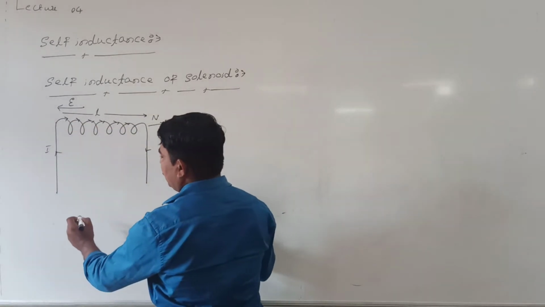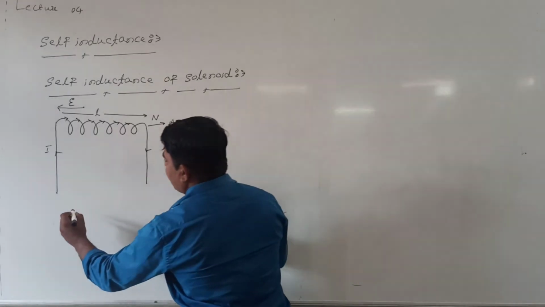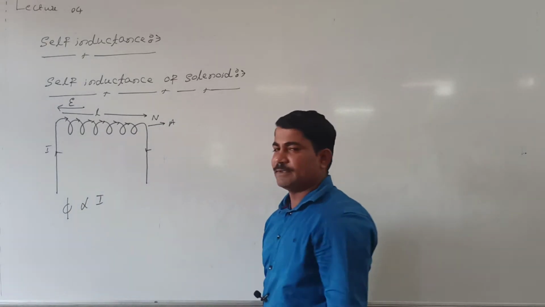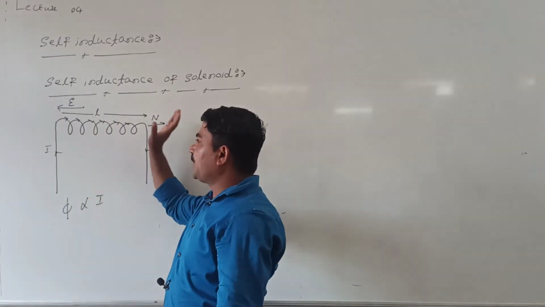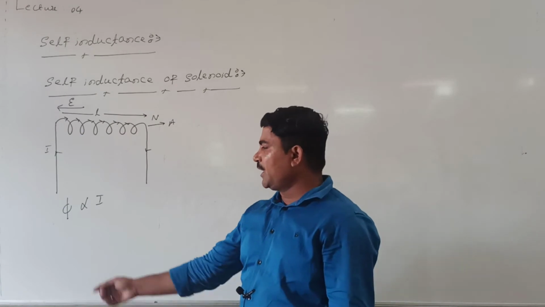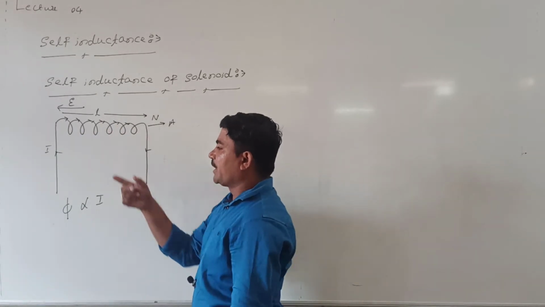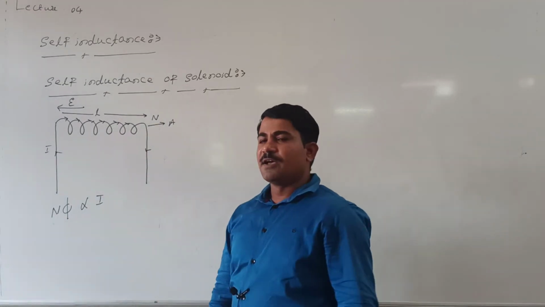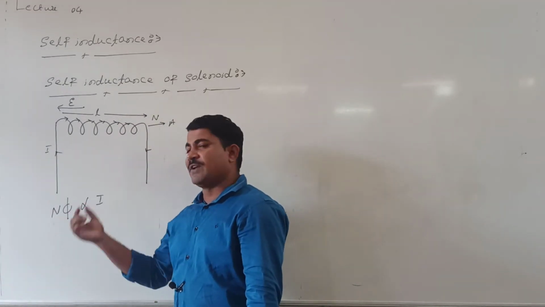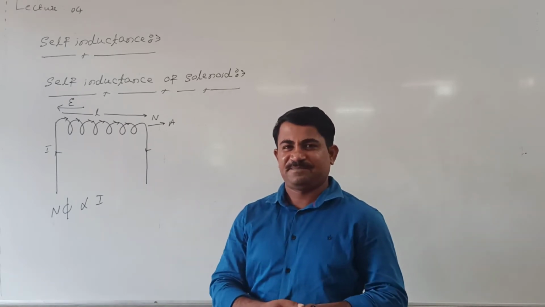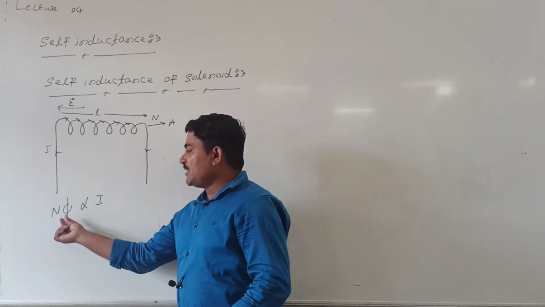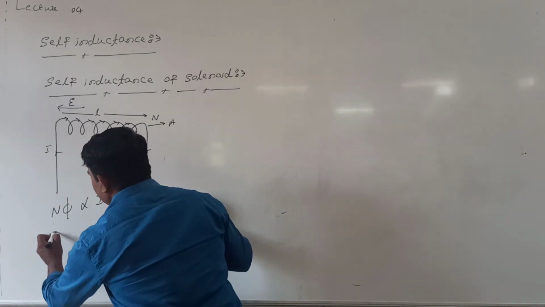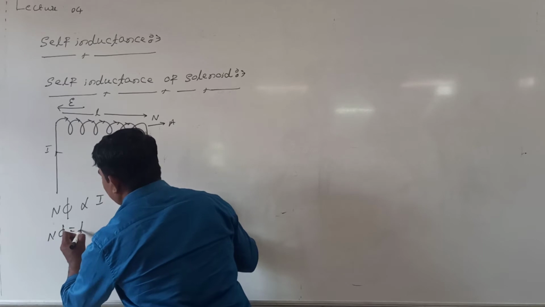But if this coil contains so many turns, for one turn this is the value, so for N turns I want to multiply by N. The product of number of turns and flux, this we call flux linkage. The flux linkage is directly proportional to current, or else I can write N phi equal to constant into current.